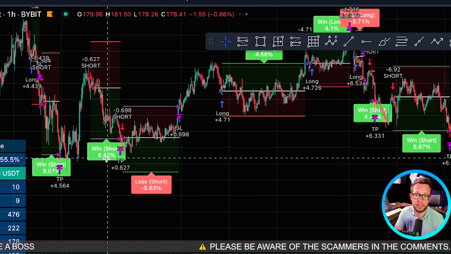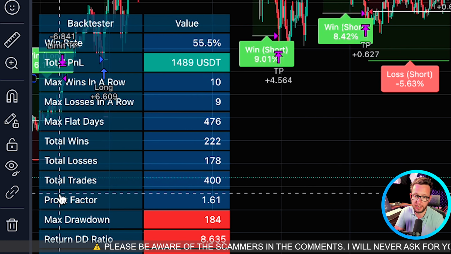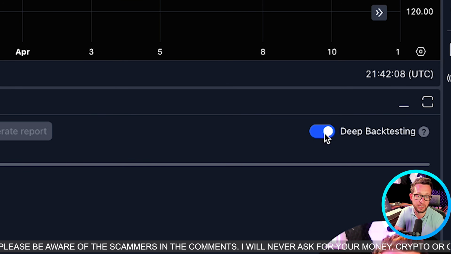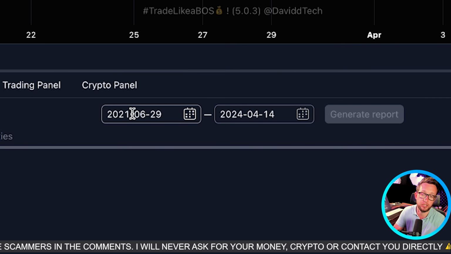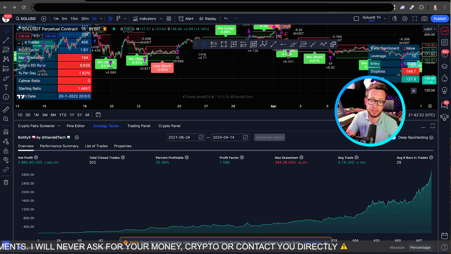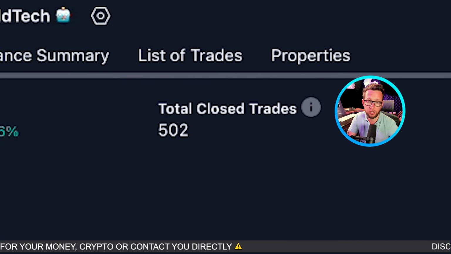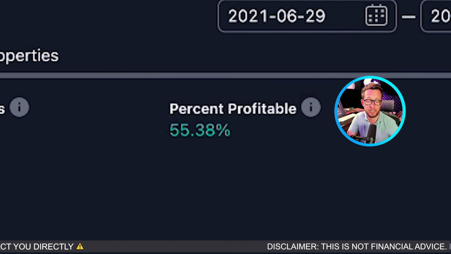As you can see, the average wins are about between 5 and 8%. We had a total number of trades of 400, but if we click on this arrow here and use the deep backtesting, we can actually go all the way back to 2021 in June. And as you can see, the equity curve looks absolutely amazing. We have 502 closed trades. We have 2,880% net profit. Win rate hasn't moved at 55%.